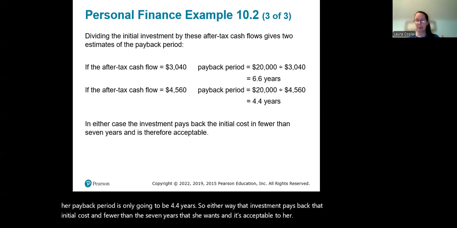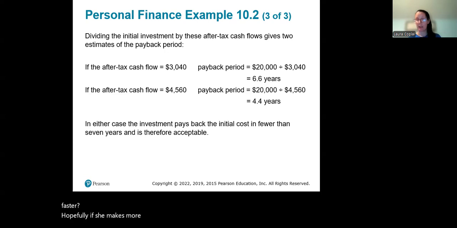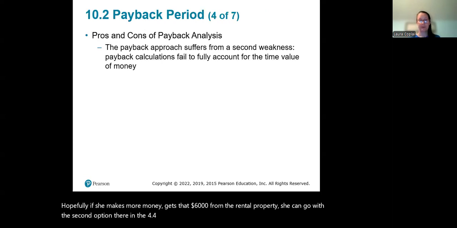Which one would be the better option if she wants it done faster and she gets her money back faster? Hopefully, if she makes more money, gets that $6,000 from the rental property, she can go with the second option there in the 4.4 years.